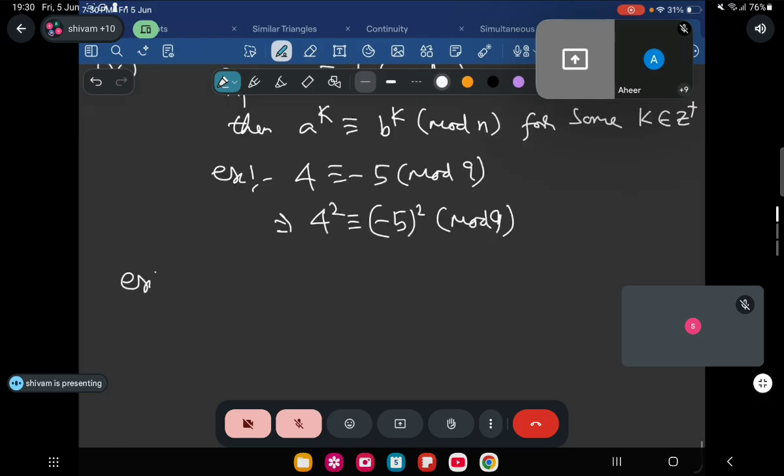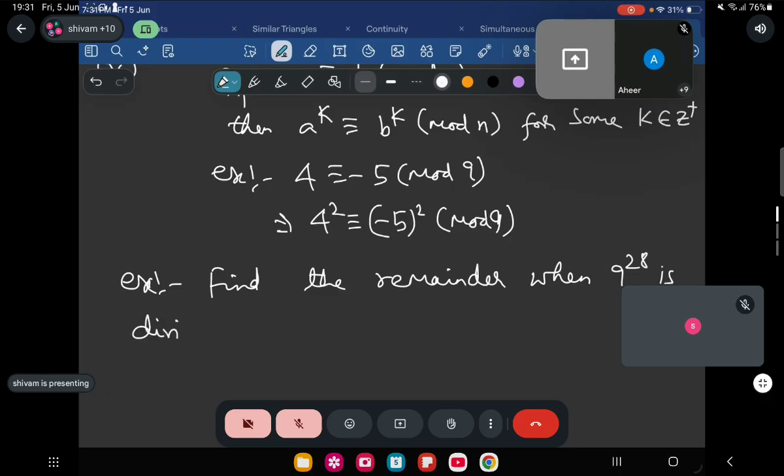Okay. And how will this help us? For example, if I want to find the remainder when 9 to the power 28 is divided by 7. Okay, I want to find out the remainder when 9 to the power 28 is divided by 7.